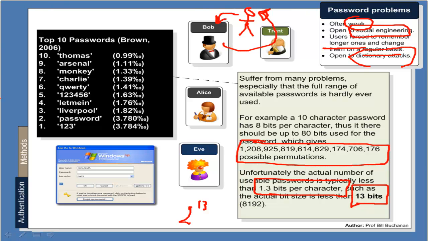We can see here in 2006, Brown conducted a survey of the top 10 passwords and found that a good percentage of them were fairly easy to guess. We can see here QWERTY as a standard, 123456, Liverpool, password 123, and so on.